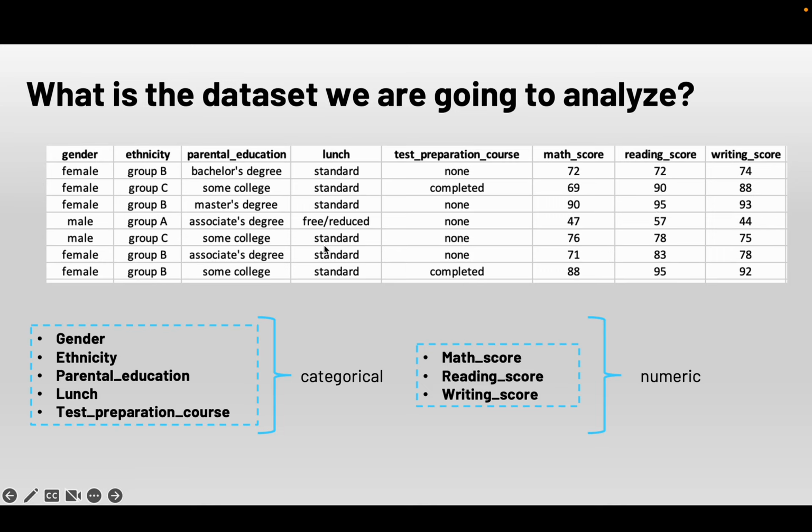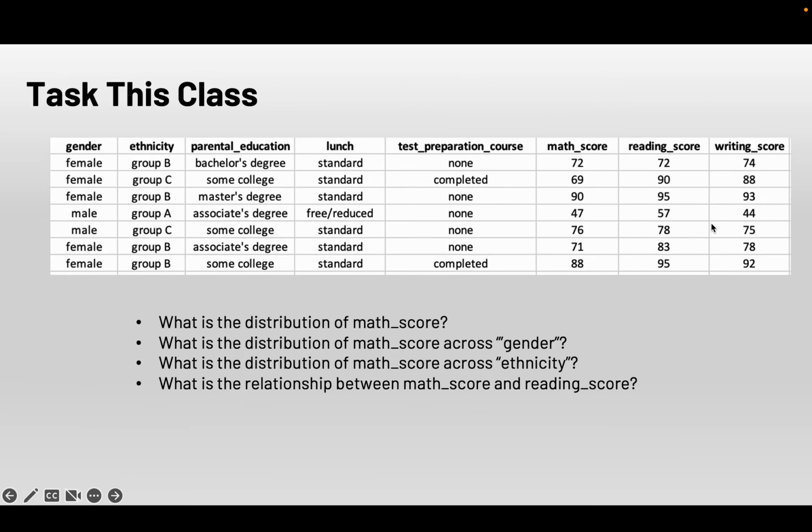In the previous tutorial video, we talked about how to use data visualization tools to analyze categorical variables by creating bar chart and pie chart. In this tutorial, we are going to focus on the numeric variables, the last 3 columns. And we're going to solve the following questions. What is the distribution of math score? What is the distribution of math score across gender? What is the distribution of math score across ethnicity? And what is the relationship between the math score and the reading score?